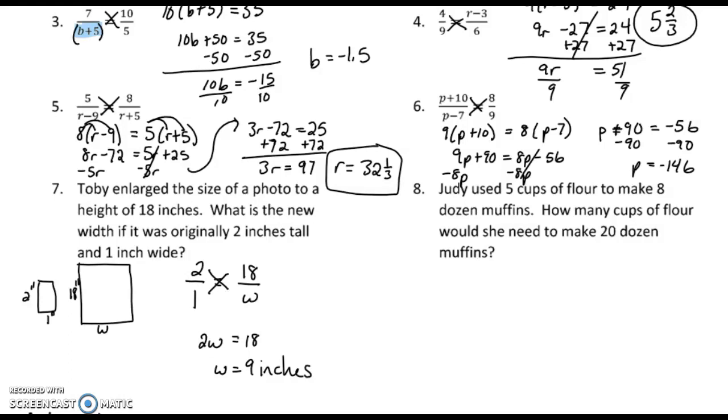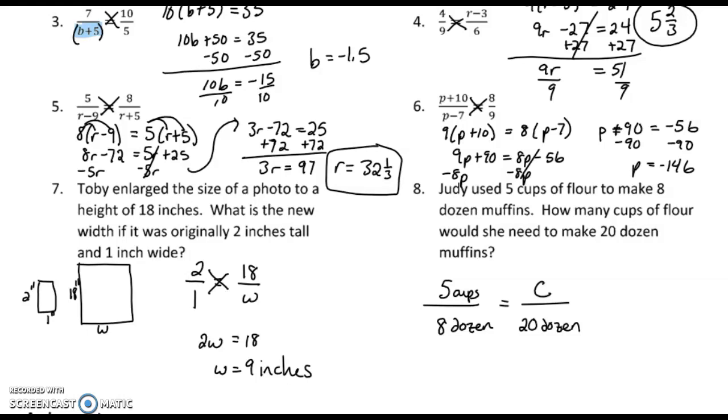All right, so over here, Judy used 5 cups of flour to make 8 dozen muffins. All right, so 5 cups per 8 dozen muffins. So how many cups of flour would she need to make 20 dozen muffins? I'm going to put 20 on the bottom, because it shows dozen is on the bottom, cups is on the top. So I'm just going to put C for cups. So notice I have cups over dozen on the left and cups over dozen on the right.